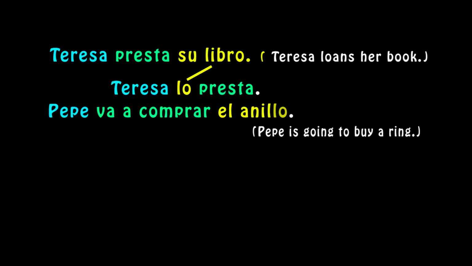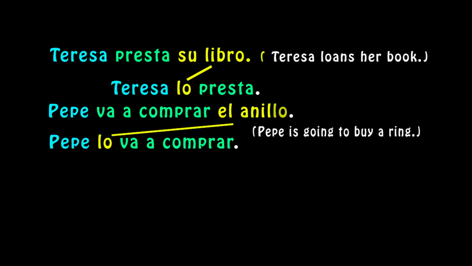Pepe va a comprar el anillo. Pepe is going to buy a ring. Pepe lo va a comprar, or Pepe va a comprarlo. Remember that when we have two verbs, one that is conjugated or changed, and the next one that is in the infinitive form or unchanged, we attach the direct object pronoun to the end of the infinitive verb.